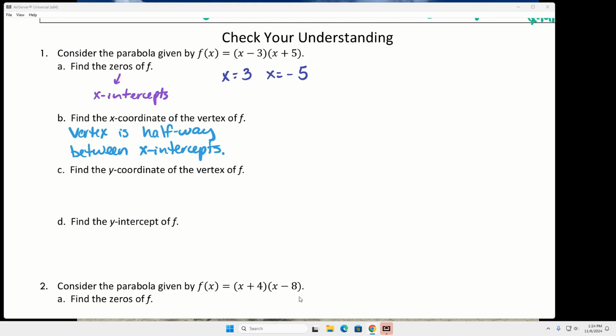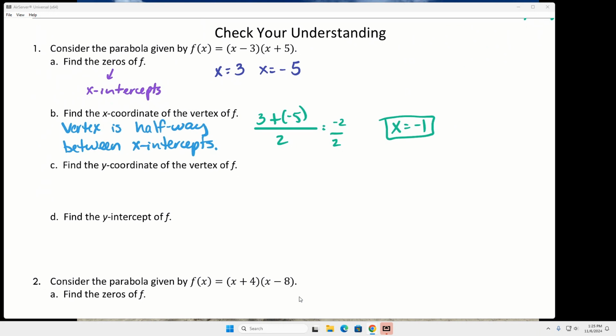So finding the midpoint or the halfway point was one of the first things that we learned this year. So what do you do to find halfway or the midpoint between two numbers? It's been a while. It's probably been since August. You basically find their average, or you add them together and divide by 2. So halfway between 3 and negative 5 is going to be negative 1. So x equals negative 1 is the x coordinate of the vertex.